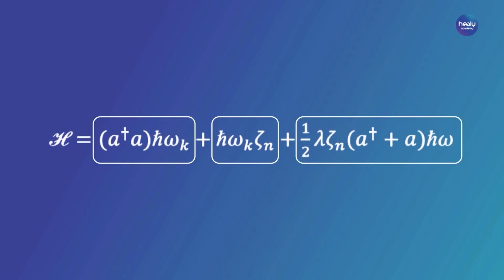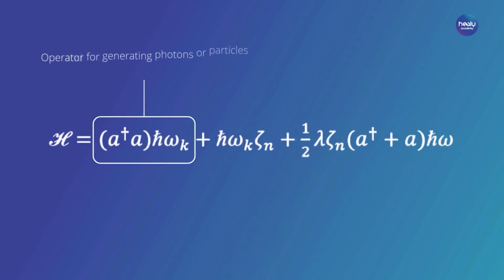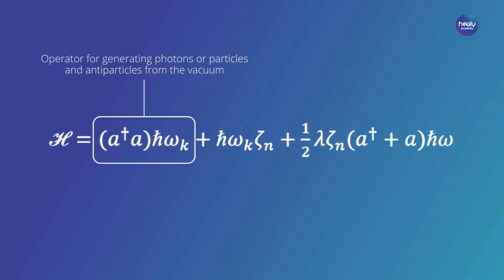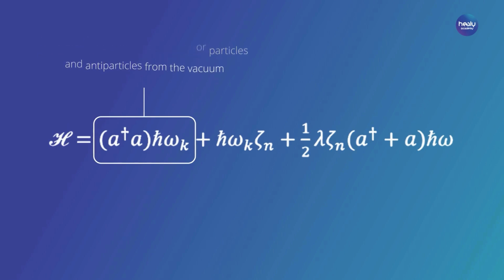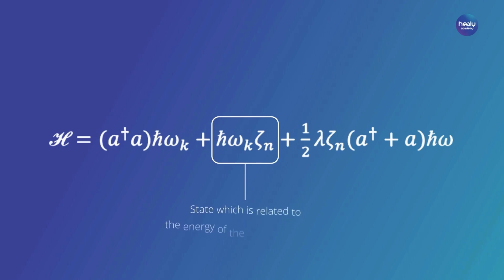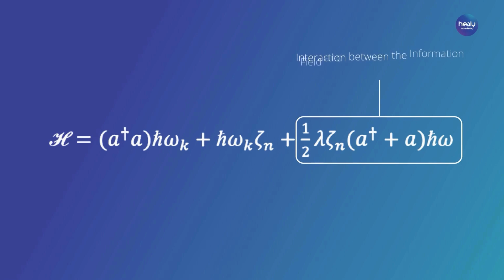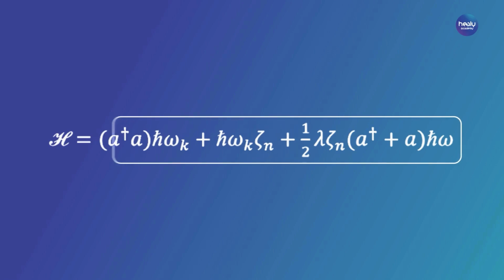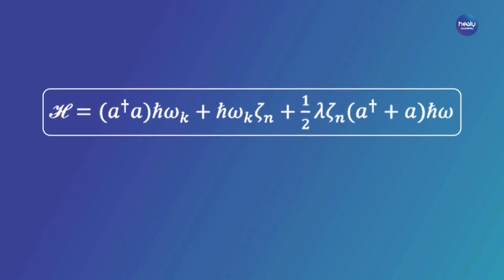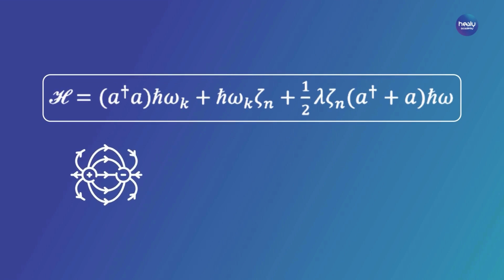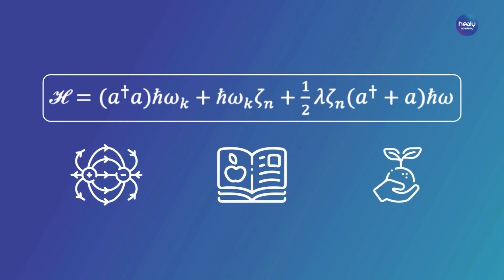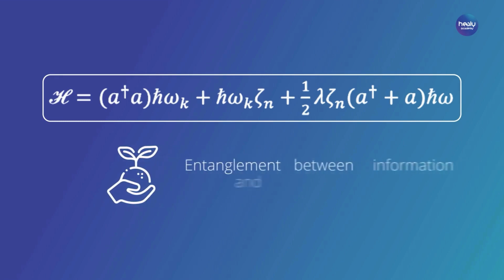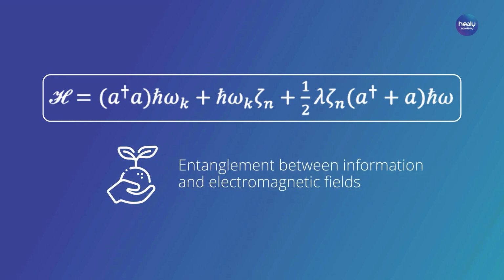It contains three terms. The first term is the operator for generating photons or particles and antiparticles from the vacuum. The second term is a state which is related to the energy of the information field. The third term is an interaction between the information field and the electromagnetic field. The Hamiltonian, which is the most fundamental operator of energy in the Schrödinger equation, consists of an electromagnetic, an informational, and an interaction part, the latter being about the entanglement between information and electromagnetic fields.